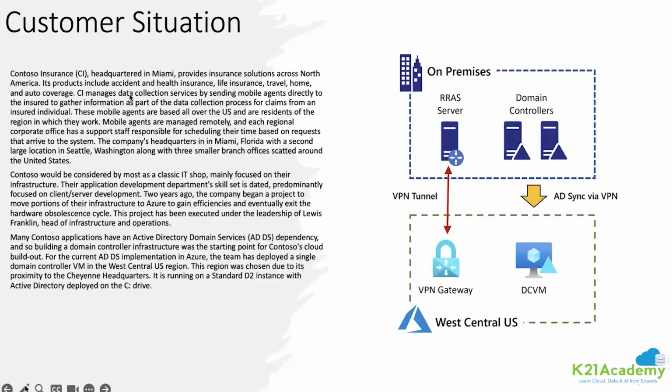So, Contoso Insurance, headquartered in Miami, provides insurance solutions across North America. Its products include accident and health insurance, life insurance, travel, home, and auto coverage. CI stands for Contoso Insurance. CI manages data collection services by sending mobile agents directly to the insured to gather information as part of data collection across claims for an insured individual.